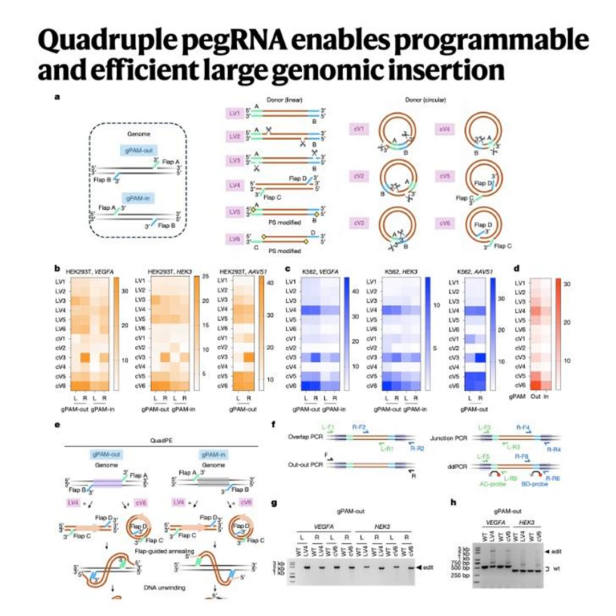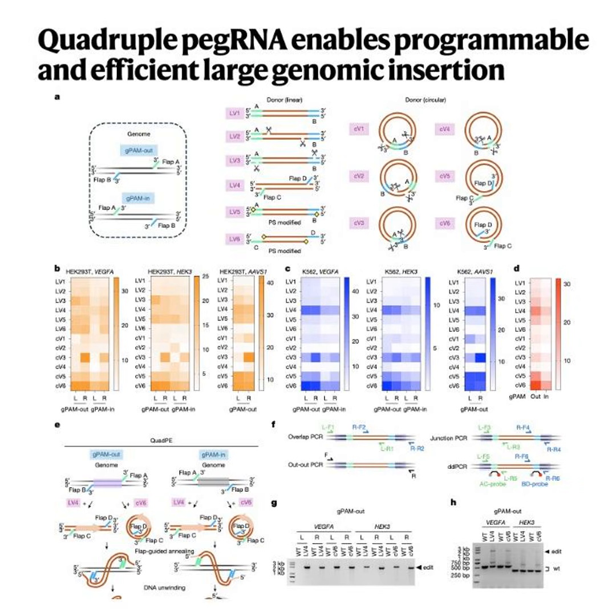Enter QuadPE. The solution is as elegant as it is complex. QuadPE stands for quadruple pegRNA. Let's break that down. A pegRNA. Right, a prime editing guide RNA. It is essentially a molecule that serves 2 functions at once. It acts as a GPS beacon to find the exact right spot in the DNA. Okay, GPS. And it also carries a tiny blueprint giving instructions on what to do once it gets there.